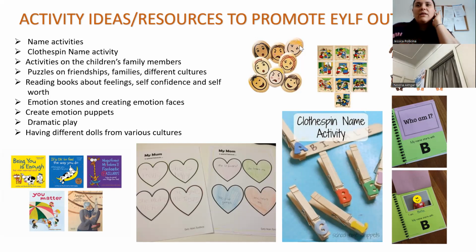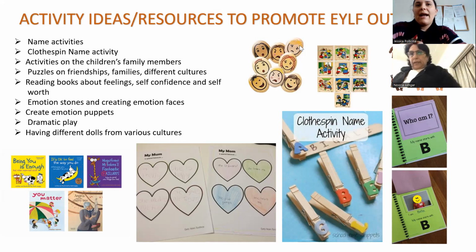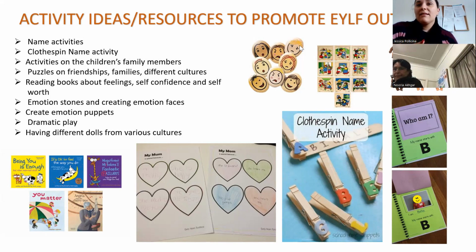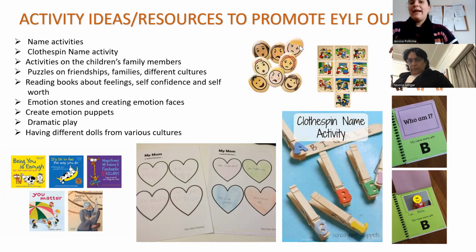So activity ideas and resources to promote outcome 1. You could implement activities like name activities and getting the child to recognize the letters in their name, using a clothespin name activity, activities on the children's family members and getting them to discuss and write down activities about their families as well. You can implement puzzles on friendships, families, different cultures, read books about feelings, self-confidence and self-worth. You can do emotion stones and creating different emotion faces with the children, creating emotion puppets, any dramatic play, and having a variety of dolls from different cultures in your service, okay?